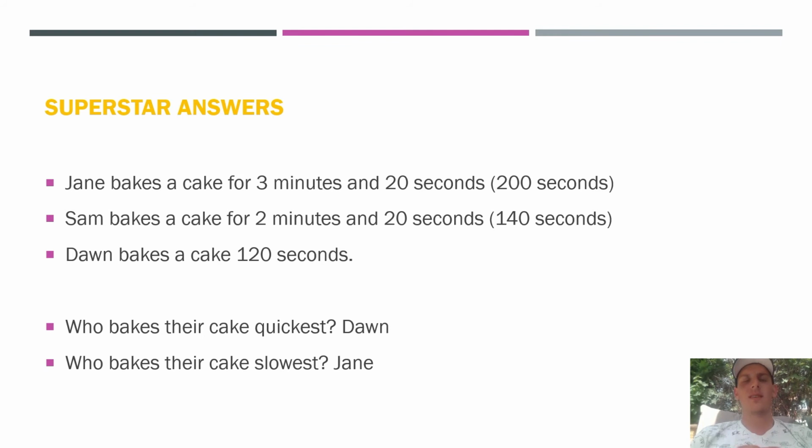Excellent. So Jane baked her cake. What you needed to do really there was just convert them all into seconds. That's probably the easiest thing to do. So 3 minutes and 20 seconds is 200 seconds. 2 minutes and 20 seconds is 140 seconds. And then we already knew Jane's cake was 120 seconds. So the quickest one would be the smallest number, which is Dawn. So Dawn baked her cake the quickest.